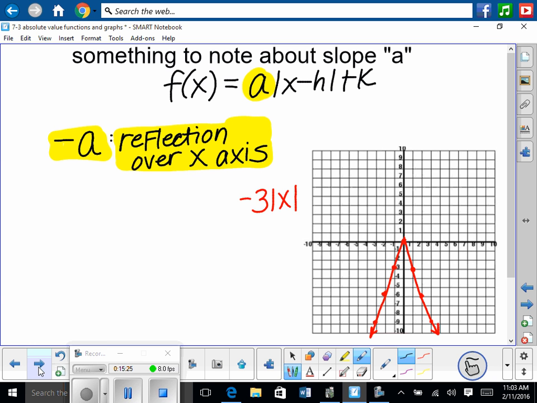Does everybody see how it's still stretched? But it's also a reflection across the x-axis. So that negative in front is just a reflection. So you do not look at the negative to determine if it's a stretch or compression. Does everybody understand that? Okay, so would you write stretch, reflection over it? Yeah, good question. So this is how you would write it.